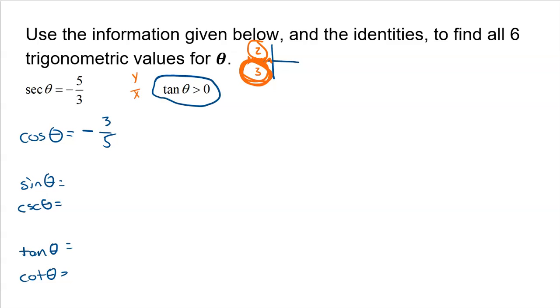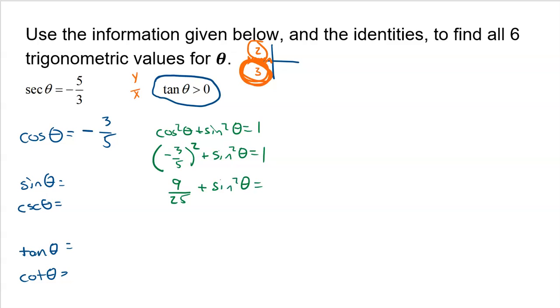And I'm going to go ahead and use the Pythagorean identity. Cosine squared of theta plus sine squared of theta equals 1. All right, so how am I going to utilize this? Well, I'm going to replace cosine with negative 3/5 because that's what it is. Don't forget the square. You're only replacing the cosine. The square stays there. And negative 3/5 squared is 9 over 25, positive. And I'm going to subtract that over to the other side to solve for sine squared. And be careful, I'm going to treat 1 as 25 over 25. So 25 over 25 minus 9 over 25 is 16 over 25.